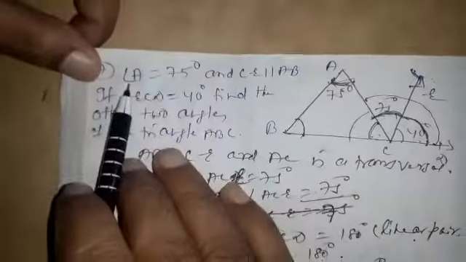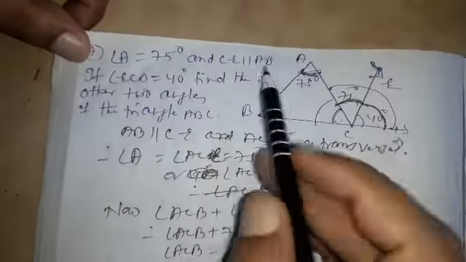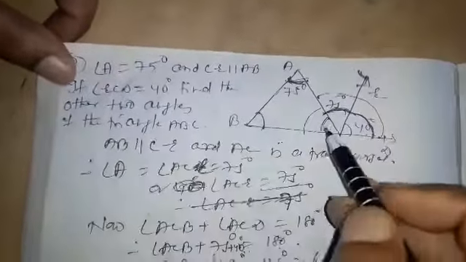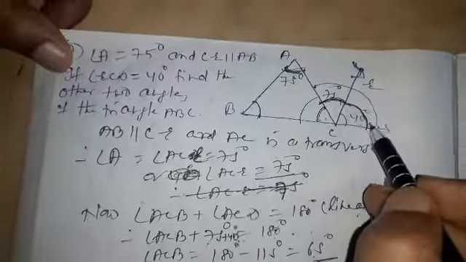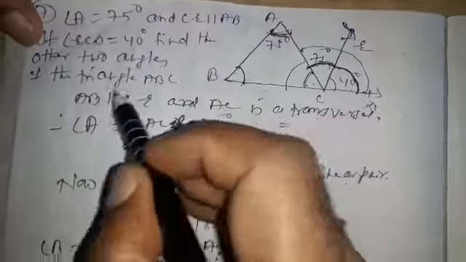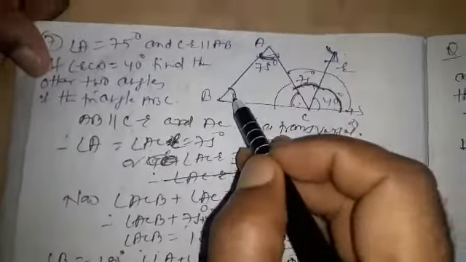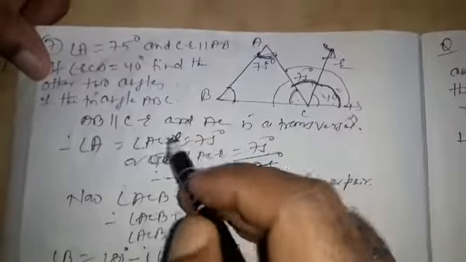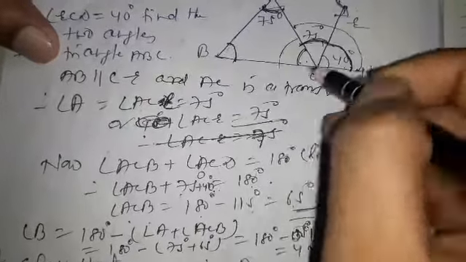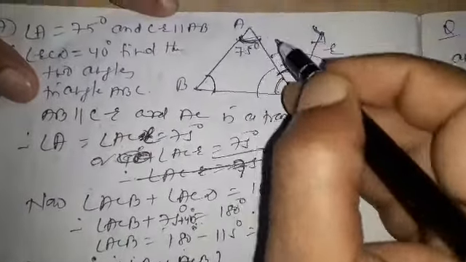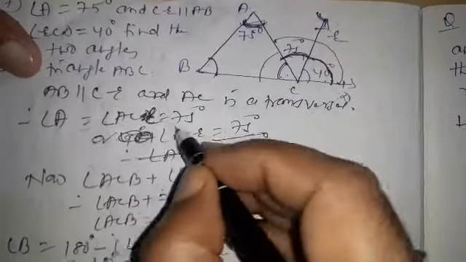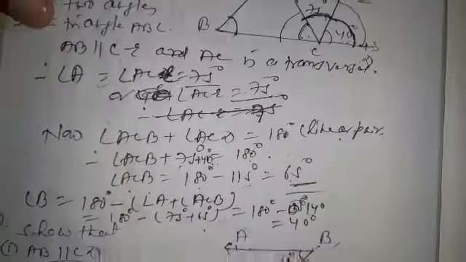The question is: angle A is 75 degrees, and CE is parallel to AB. If angle ECD is 40 degrees, find the other two angles of triangle ABC. Here we have to find angle B and angle ACB. AB and CE are parallel and AC is a transversal, so angle A is equal to angle ACE, which is 75 degrees.